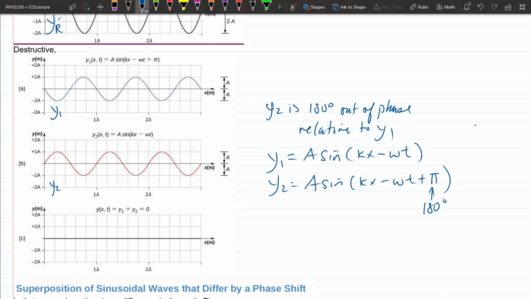If you move over here where you're looking at the peak of the blue wave, it lines up with the trough of the red wave. When you add those two numbers together, once again, you get zero. So the resultant wave is actually just zero, okay?